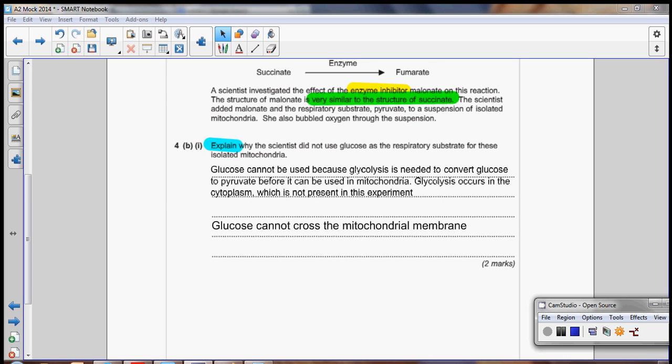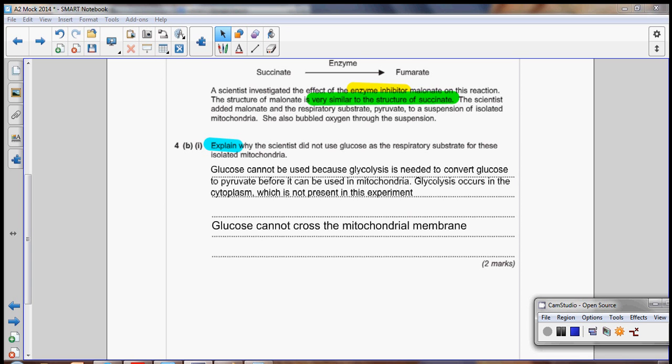For the 2nd mark I've got to say something more, and what the examiners were looking for is that glucose cannot cross the mitochondrial membrane. Now, I'm not entirely sure that's an obvious thing to put in. If glucose did cross the mitochondrial membrane, the mitochondria still wouldn't be able to use it, but it's what the examiners were looking for in this answer.